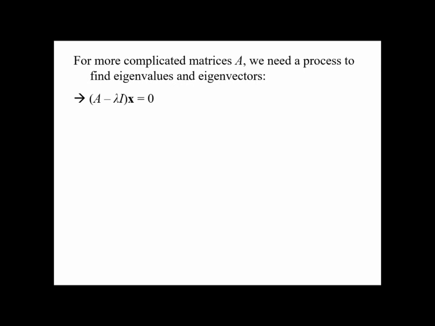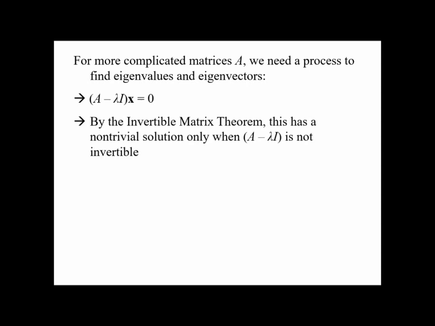If this equation has a non-zero solution, let's think about this. If this equation has a non-trivial solution, meaning that x, the eigenvector, exists, by the invertible matrix theorem, that means this has a non-trivial solution only when this matrix is not invertible. Now again, I'm not talking about A. I'm talking about this other matrix, A minus lambda I.